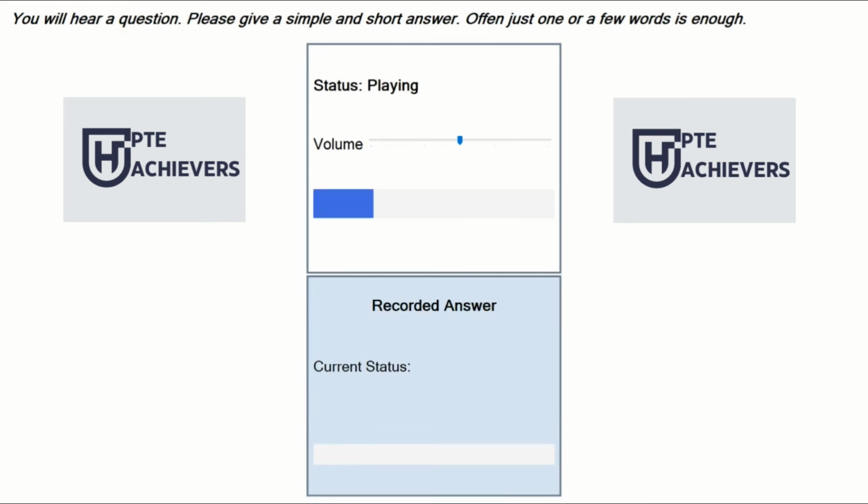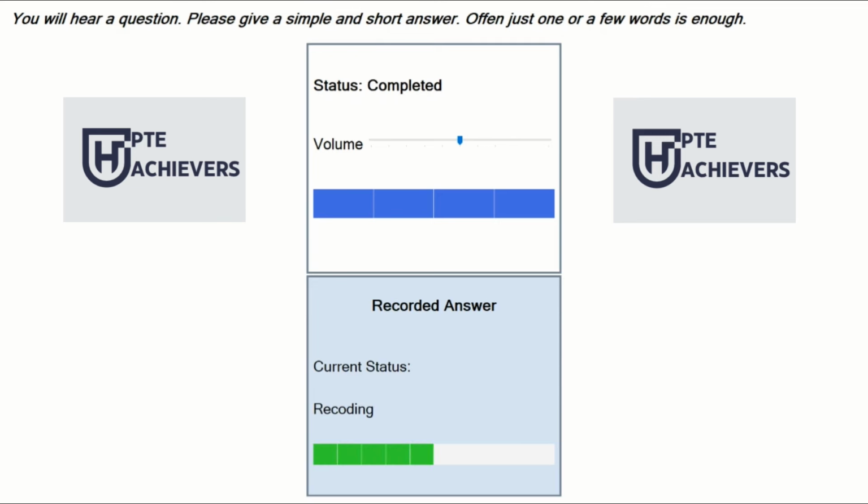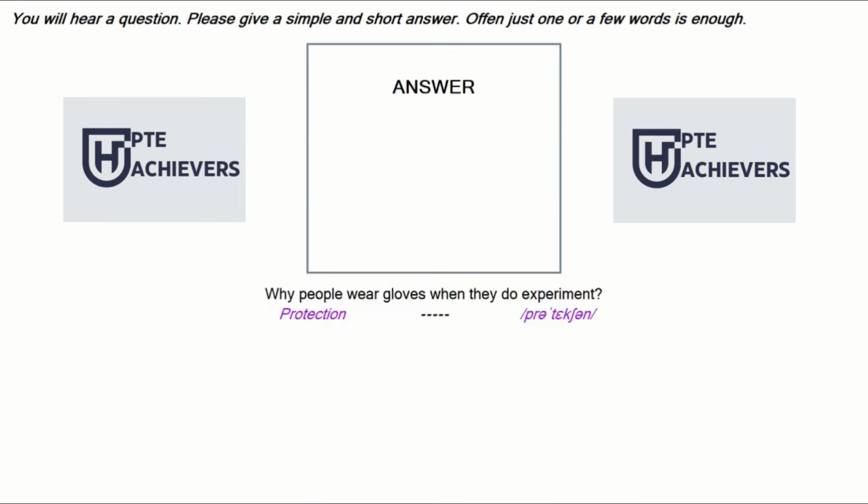Why people wear gloves when they do experiment? Protection.